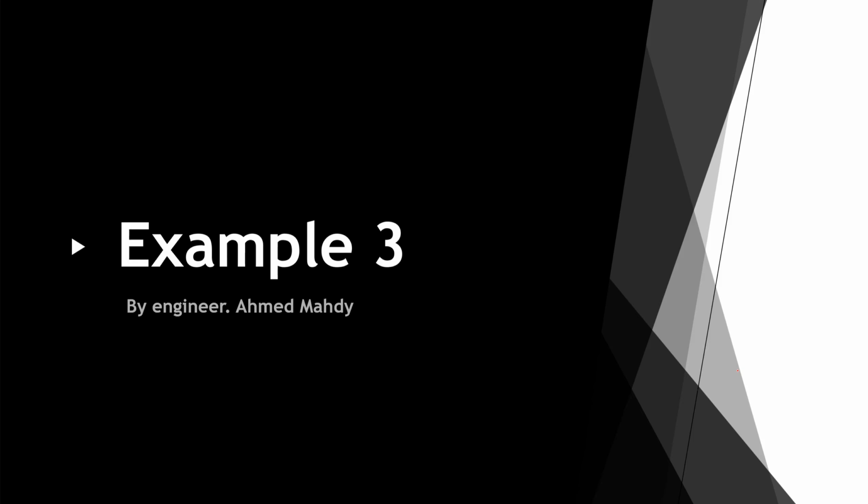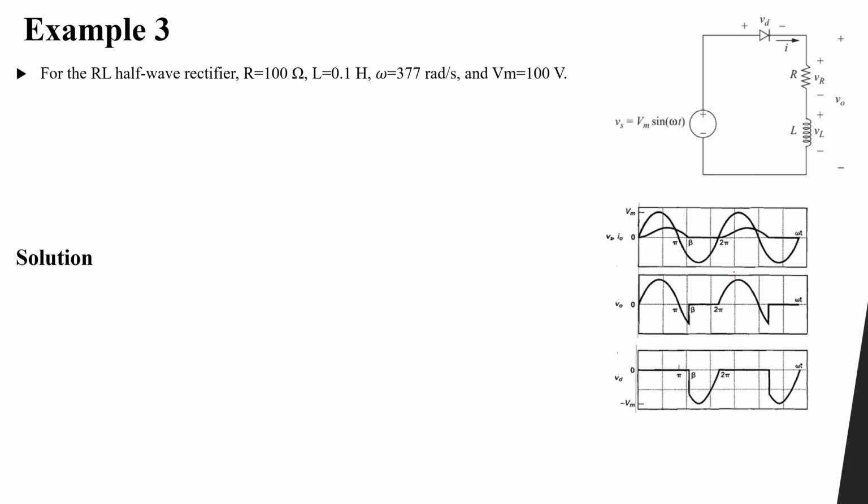Welcome everyone to example number 3, in which we are going to learn how to get the average current, the power factor, and other values for an RL load. In this example we have an RL half wave rectifier with a resistance of 100 ohms, an inductance of 0.1 H, omega is 377 radians per second, and Vmax is 100 volts.